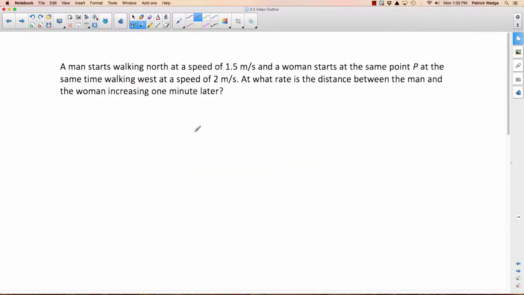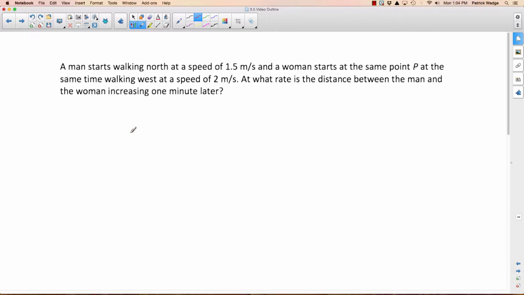Okay, a man starts walking north at a speed of 1.5 meters per second, and a woman starts at the same point P at the same time, that's a bit awkward, walking west at a speed of 2 meters per second. At what rate is the distance between the man and the woman increasing 1 minute later?